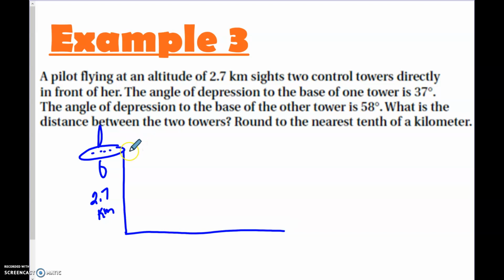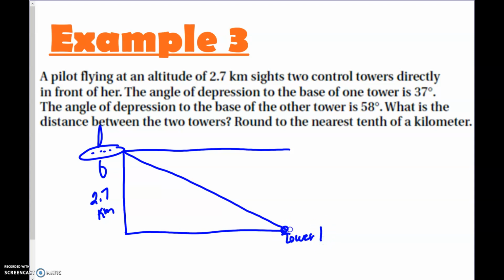Okay, angle of depression. So when we go straight out, and then when we go down, this would be our angle of depression. This gets us to the base of a tower. So tower 1 is going to be right here. So we have this right triangle. We know this is 2.7, and this angle of depression is 37 degrees. Because there's another tower, I'm going to call this one X, so that length, all the way here.